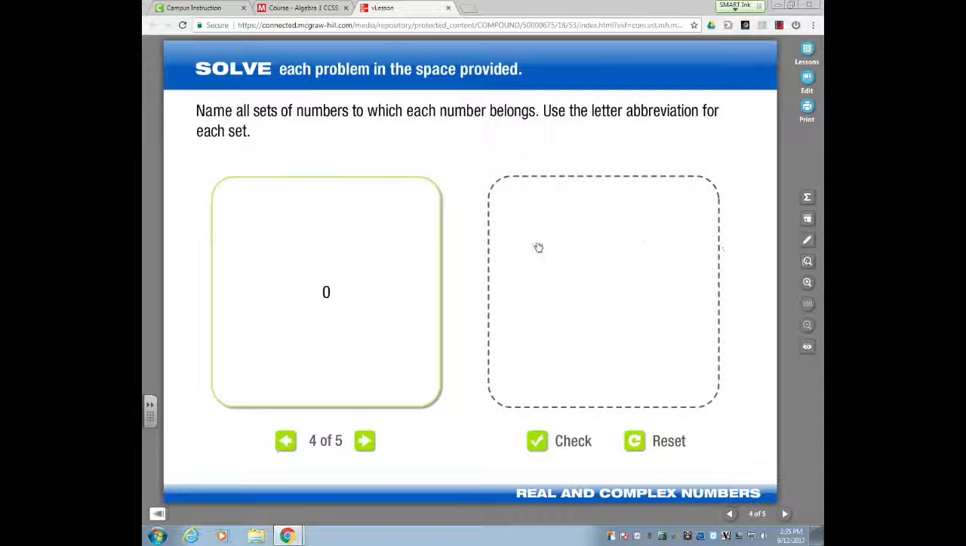0 is going to be real. It's not a natural number, but it is a whole number. It is also going to be an integer, which is the letter Z, and it will also be a rational number, which is Q. The only one that 0 does not belong to are the natural numbers.